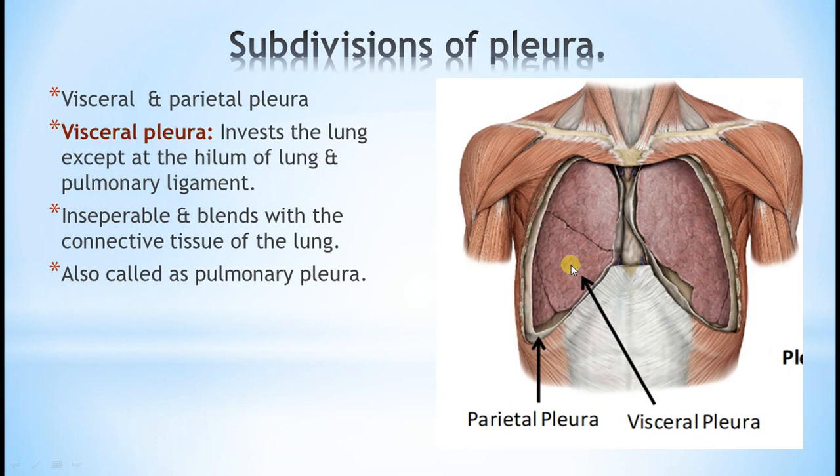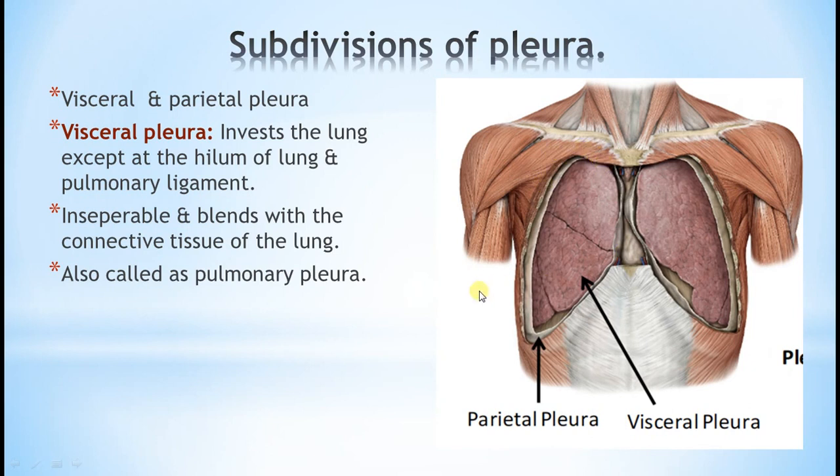Whereas the parietal pleura is mostly close to your body wall, that is your thoracic wall and the diaphragm, and one more structure in the midline, which is called the mediastinum. It is going to line all these structures.